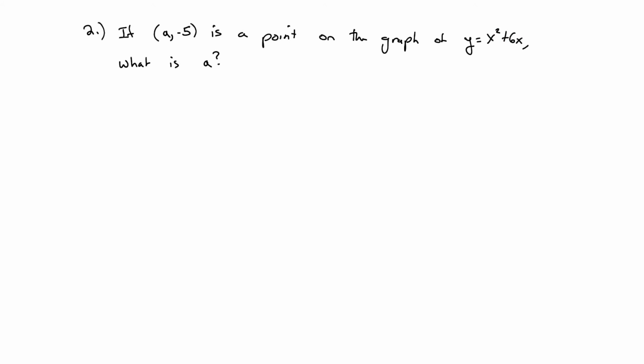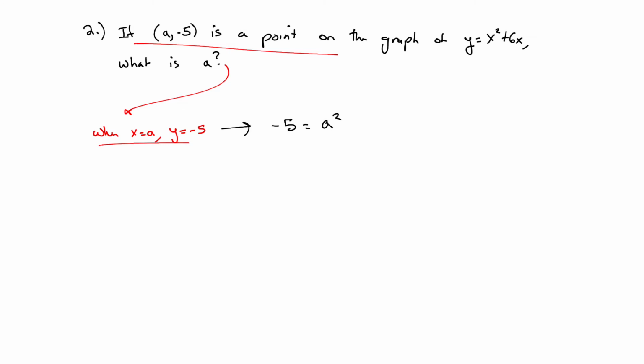That is, this statement right here says that when x equals a, y equals negative 5. That's what this means. You could say it the other way too, when y equals negative 5, x equals a, but it doesn't matter. That's what that statement means. So if we're trying to find a, we'll use this information to plug in for y and x. So y is negative 5, and x is a.